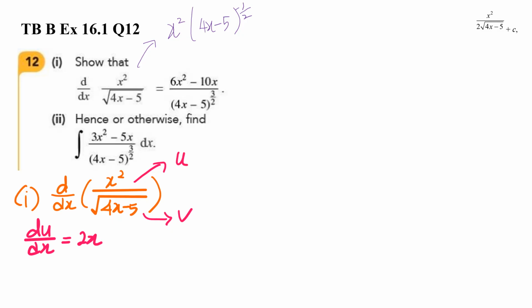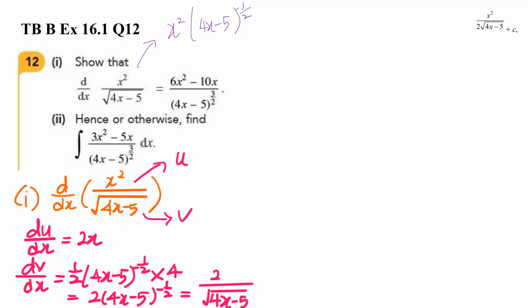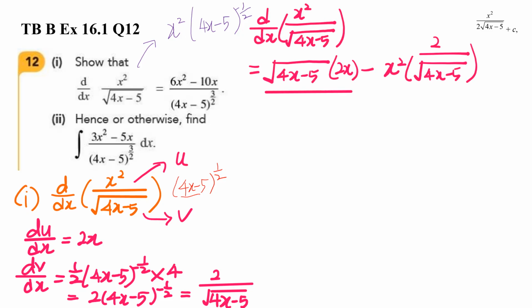And the dv over dx will have more steps. Okay, because it's basically 4x minus 5 to the power half. So you have to bring out the half, right? Half minus 1 gives you negative half times. Always look inside the bracket, times the differentiation of 4x minus 5. That gives you times 4. And then convert it into positive index. Okay, right. And then write down the quotient rule.